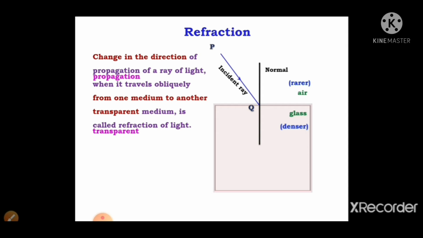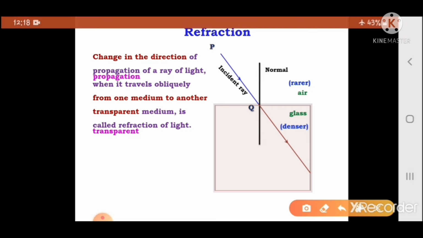Now we will consider one normal to understand in a better way. What is normal? Basically normal is an imaginary line that we draw to understand the refraction concept and to make the proper angles. Now as we know, glass is transparent, so light can pass through the glass. In this way you can see the light will pass, right?